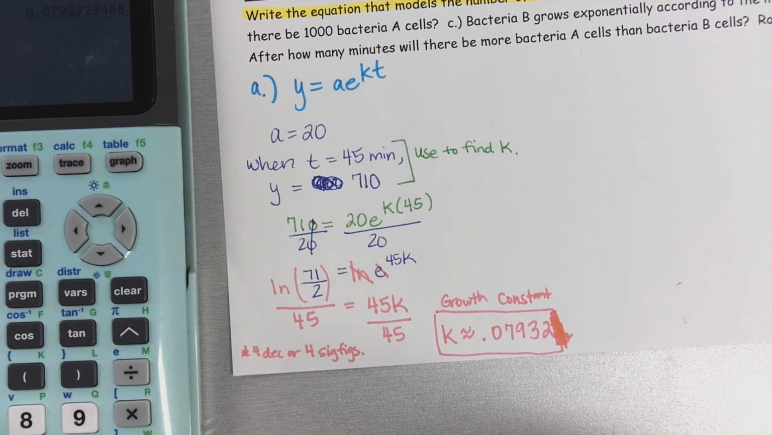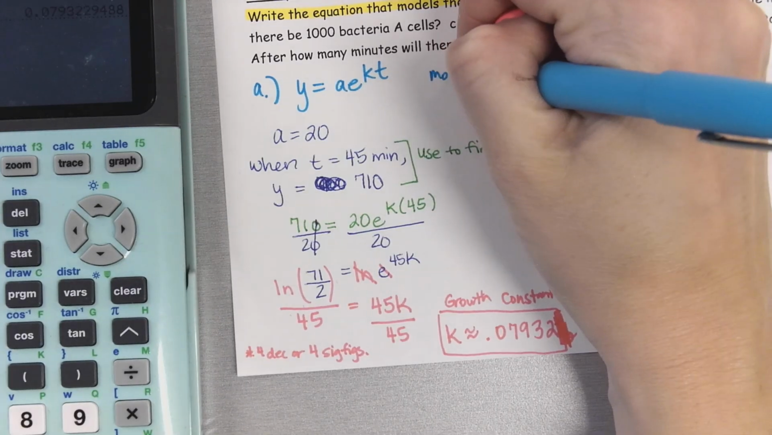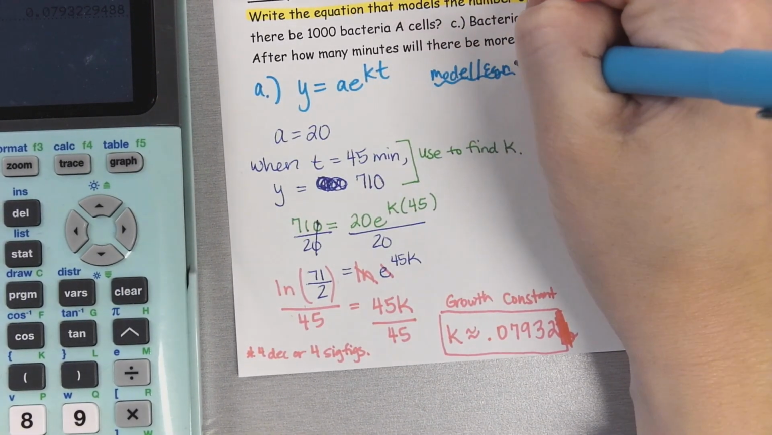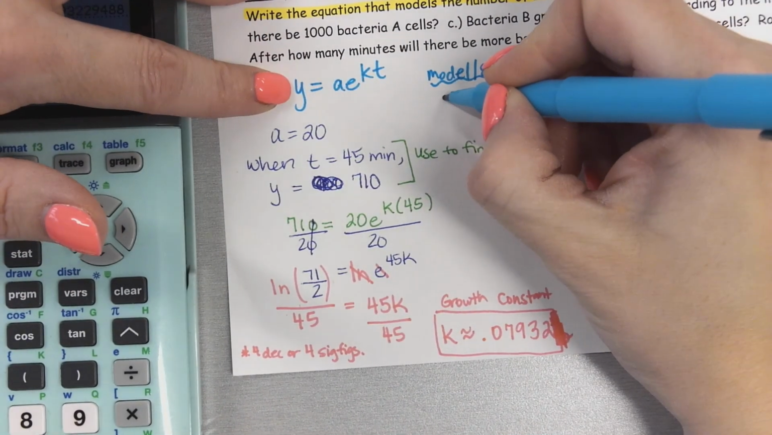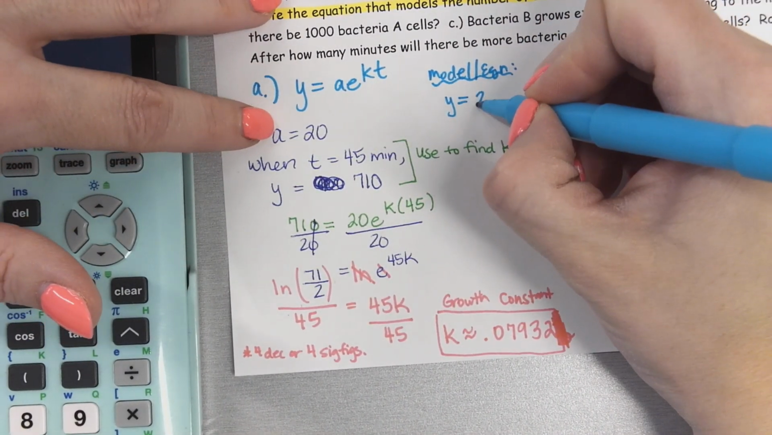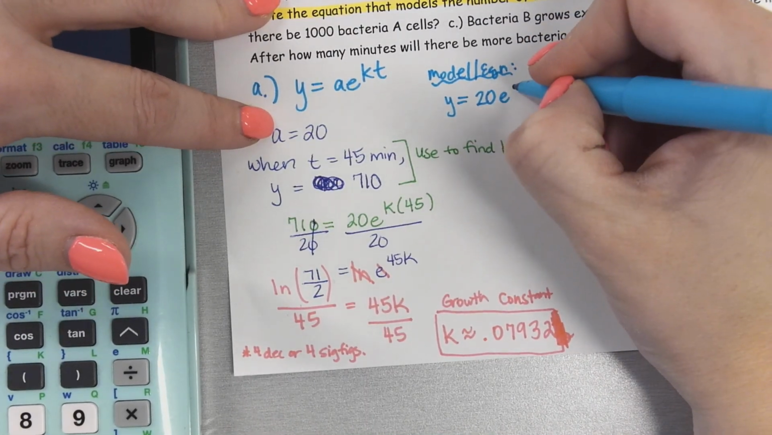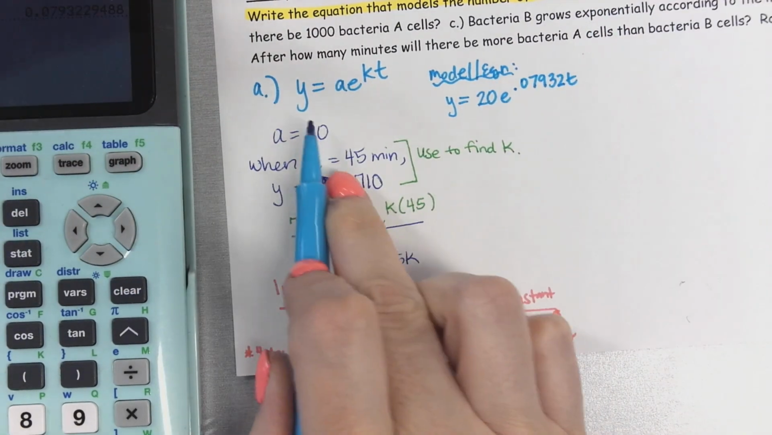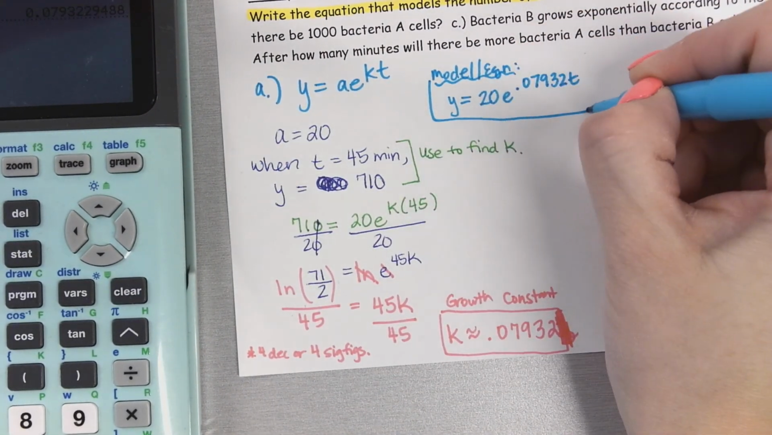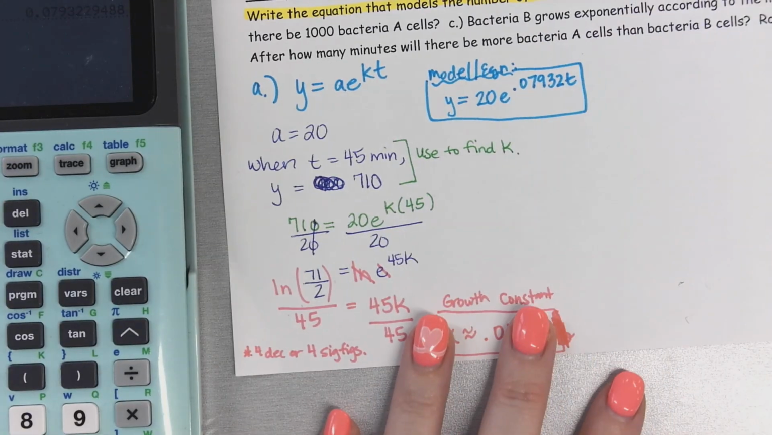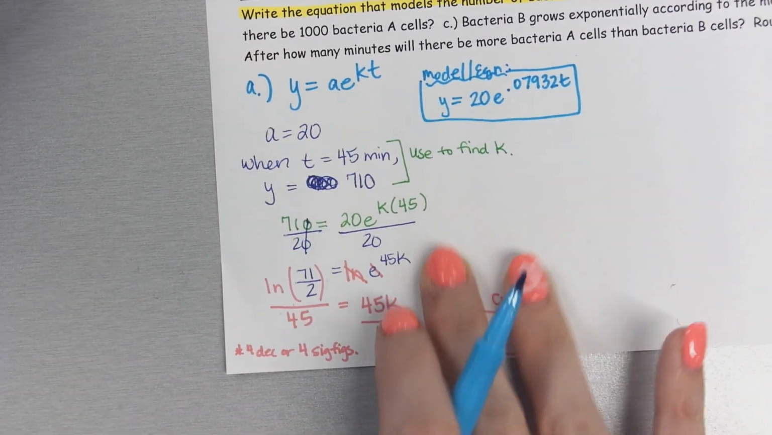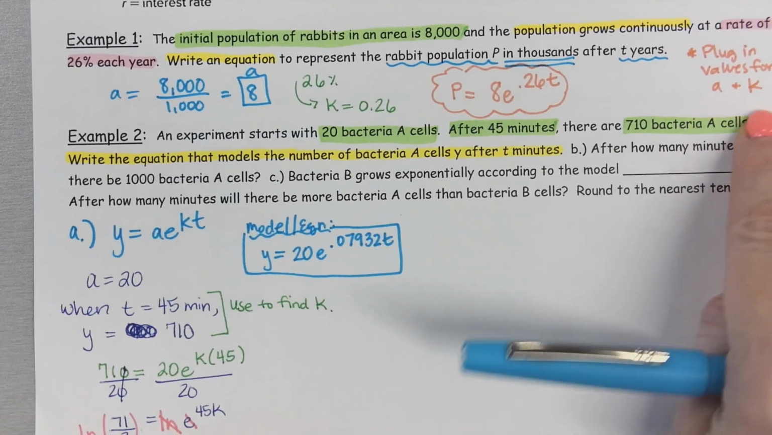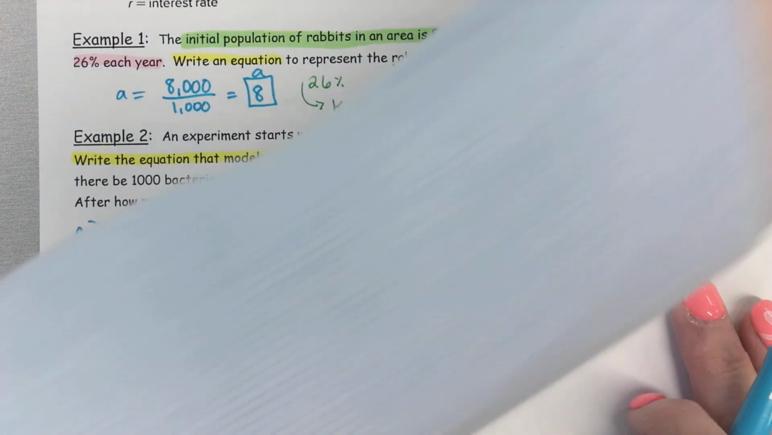Okay, and then we're going to write our model. And remember, the word model and equation are interchangeable here. So you're going to have y equals, your a value is 20, and then it's e to the 0.07932t. So this equation that we started with, that same thing, except we are plugging in values for a and k. All right, which is just what we wrote down here. You're plugging in those values for a and k.